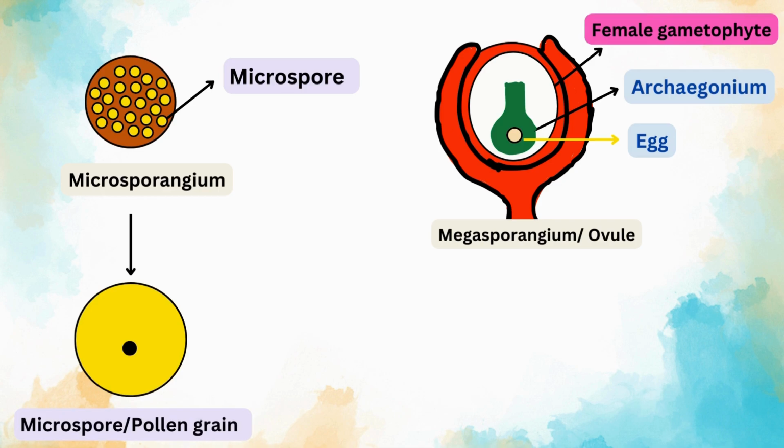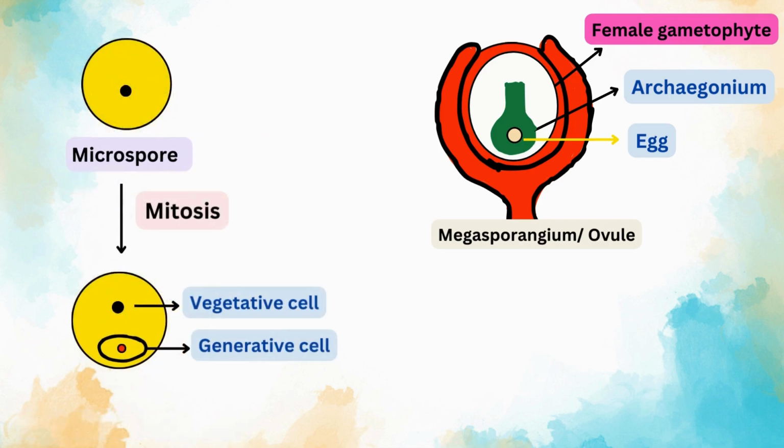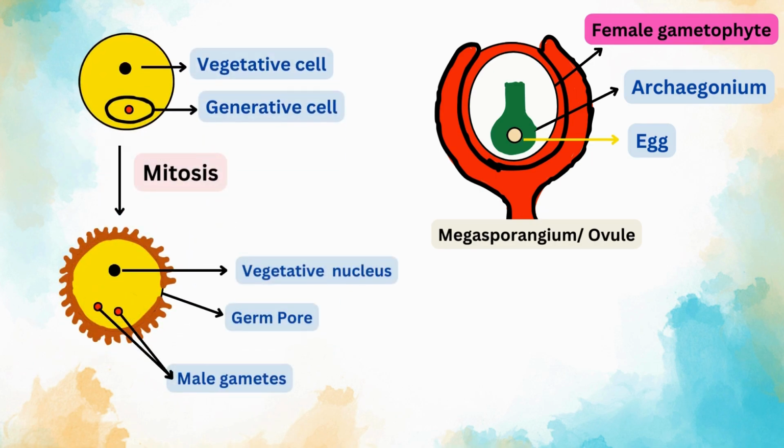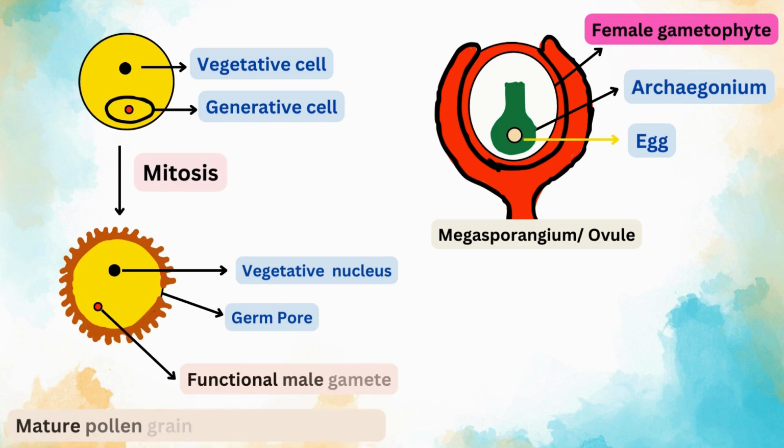Now let's come back to the microspore. The microspore will undergo 2 mitotic divisions and it will produce the vegetative nucleus and the 2 male gametes. Now at maturity, this microspore will have only 1 vegetative nucleus and 1 male gamete because the other male gamete gets degenerated. So the pollen grain at maturity in gymnosperm will only have the vegetative nucleus and 1 male gamete.